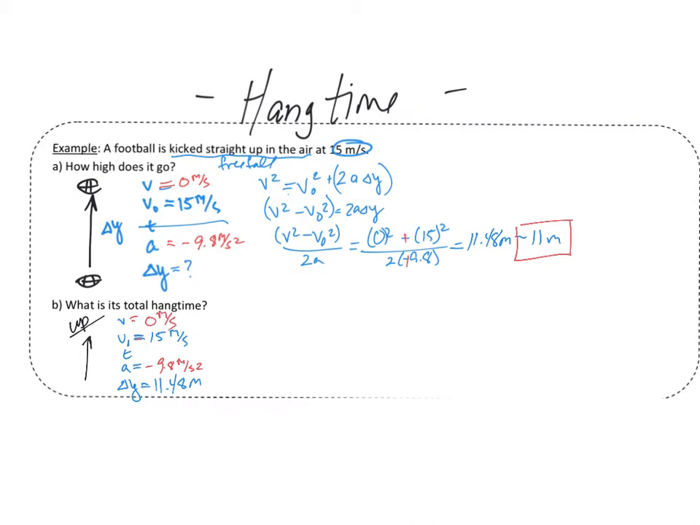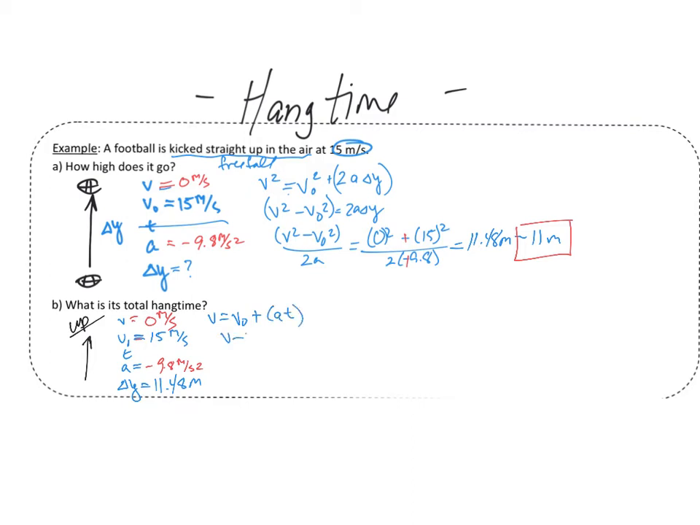Going up. In this case, we have all the variables that we need, and we have more variables than we need, so we can just choose whatever equation we want that has a t in it. In my opinion, the simplest equation that has a t in it is final velocity is equal to initial velocity plus acceleration times time. And we're going to solve for time.